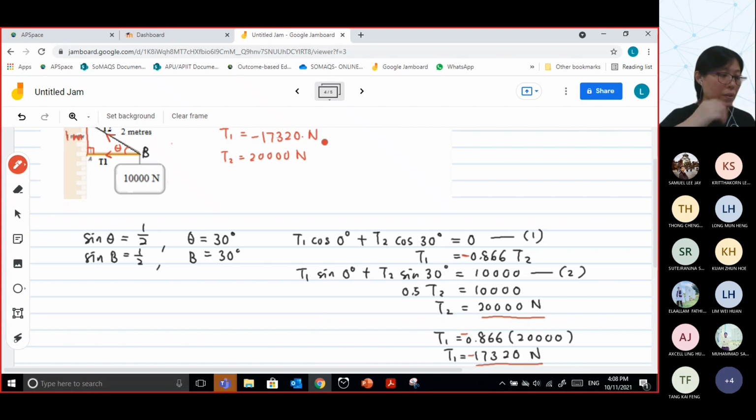Okay, so yeah, this is my answer. Sorry, this one I put the wrong answer just now. It should be 17320. Okay, then done. So let's move on to the next one.